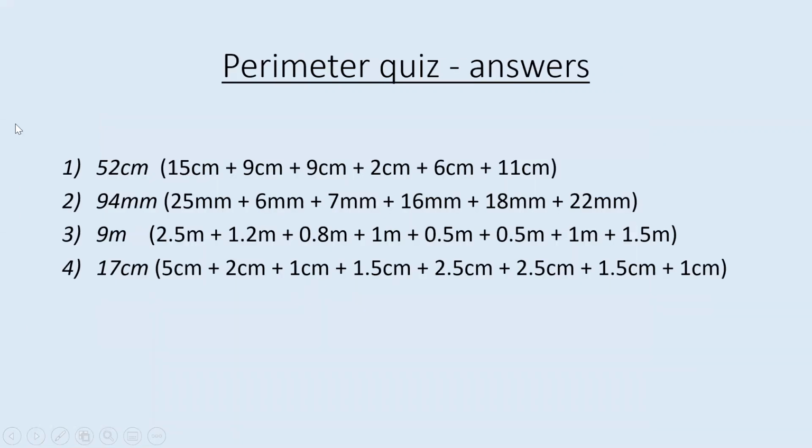So the answers to those complete perimeters. The perimeters of the shapes were 52 centimeters, 94 millimeters, 9 meters, and 17 centimeters.